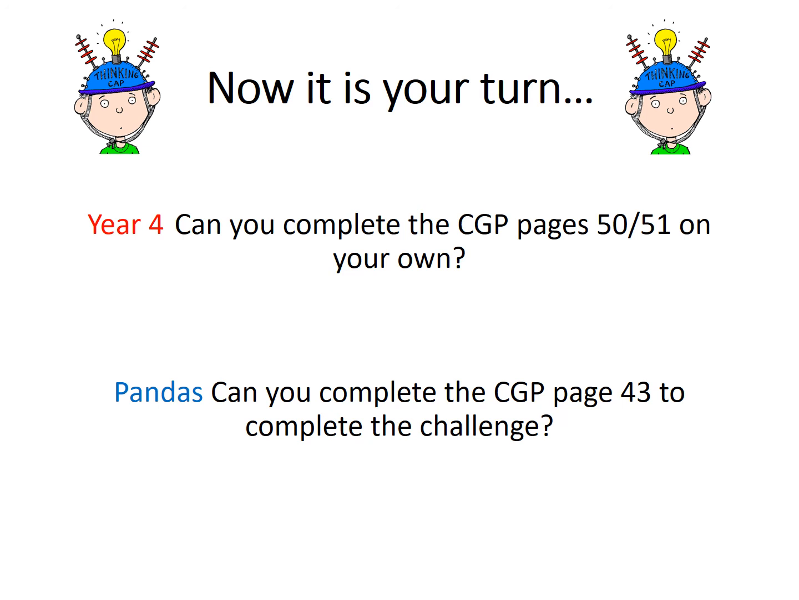But if you are ready for your task, Year 4, as you can see in front of there, can you complete the CGP pages in your book, pages 50 and 51? If you are a panda, can you have a look at page 43 of your book, okay? Don't forget to take a picture of your hard work, send it to your teacher so that they can check that you are an excellent analog time expert, okay?